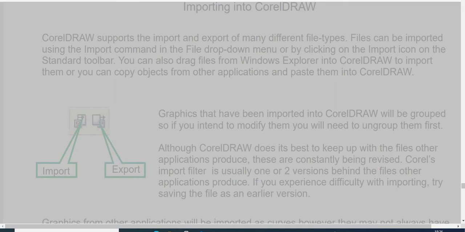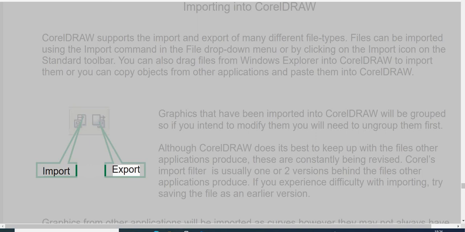Importing into CorelDRAW. CorelDRAW supports the import and export of many different file types. Files can be imported using the import command in the file drop-down menu or by clicking on the import icon on the standard toolbar. You can also drag files from Windows Explorer into CorelDRAW to import them, or you can copy objects from other applications and paste them into CorelDRAW.